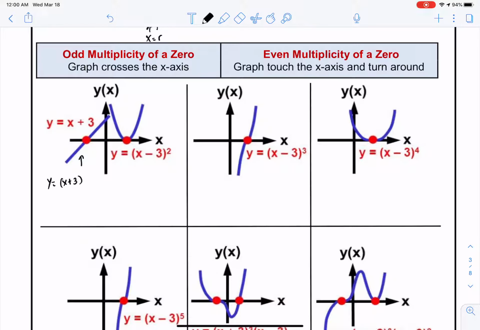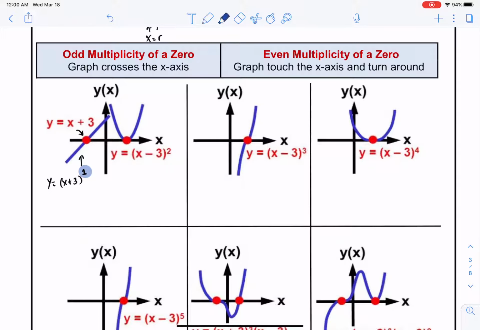So consider y equals x plus 3, which is a straight line. I could write it as x plus 3 raised to 1. And 1 is an odd number. So the multiplicity is 1, it is an odd number, so you can see that the function crosses the x-axis.